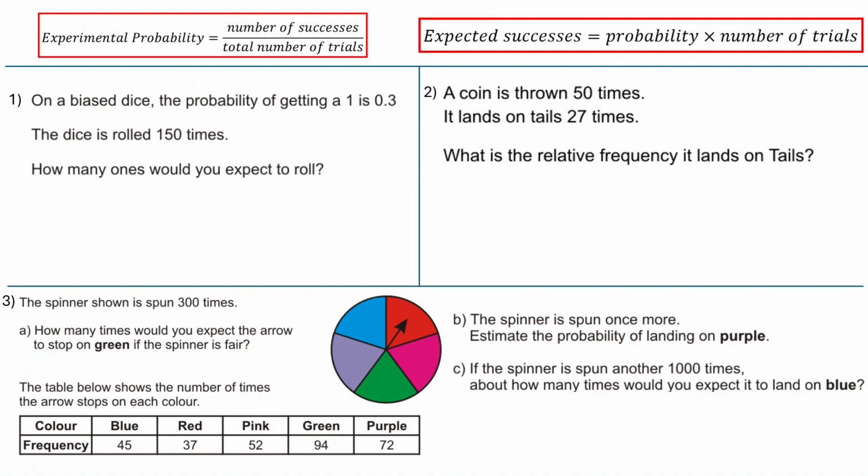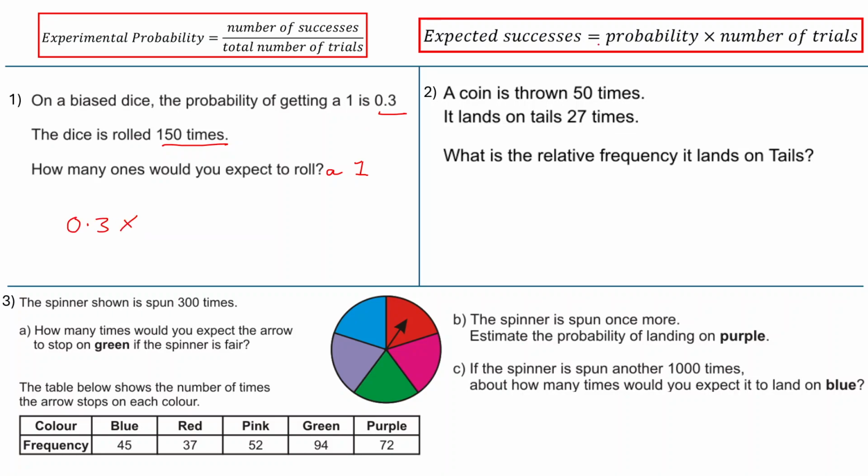So here are 3 questions that you can try. You can pause the video and then go to the end to see what the answers are. I've given you the formulas up there, which we do need to memorise, but I've just put them up here for the sake of the video. Question 1: on a biased dice, the probability of getting a 1 is 0.3. The dice is rolled 150 times, so the number of trials is 150. How many times would you expect to roll a 1? Sorry, it should say a 1. It's just going to be this formula here, because expected successes is the probability of getting a 1, which is 0.3.